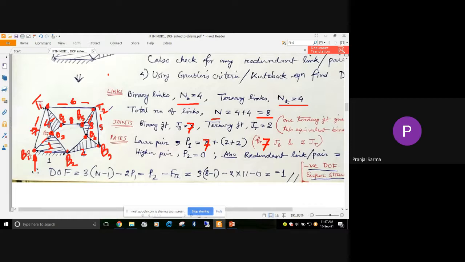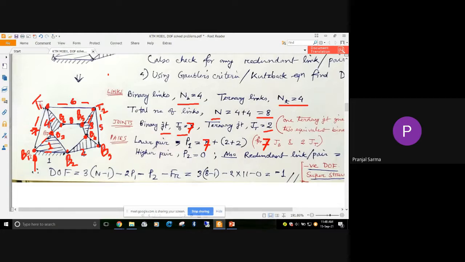Finding out the different joints is easy, right? You just have to check how many links are joined there, whether it is binary or ternary, and number it. So we have got binary joins, JB or B, whatever nomenclature you use. So 7 binary joins, and how many ternary joins? We have 2 ternary joins. Now we know that a binary join is directly equivalent to one lower pair, and one ternary join is equivalent to two binary pairs.